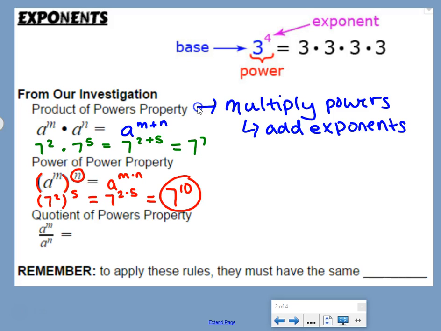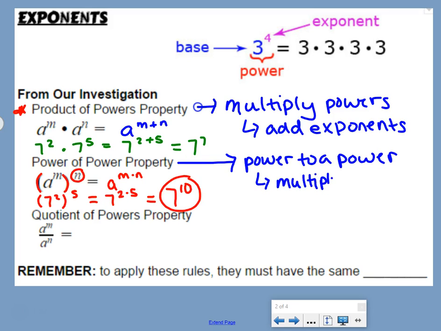So you can see how that is different from our first property when we're multiplying. So to write this out, power to a power is what we call that. You multiply your exponents.